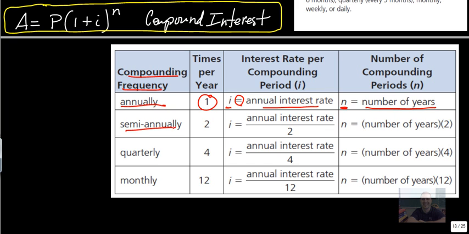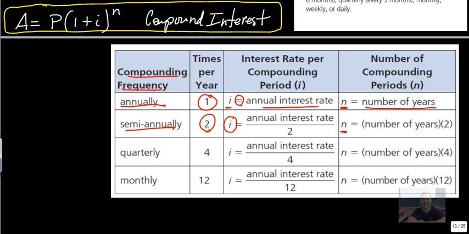Semi-annually, right here, semi-annually is 2 times per year. So semi kind of means half. So if it's compounded semi-annually, it's compounded every half a year. Now, this is where the I changes. The I is the interest rate per compounding period, so it's the annual interest rate divided by 2, because it's semi-annual, 2 times a year. See that?